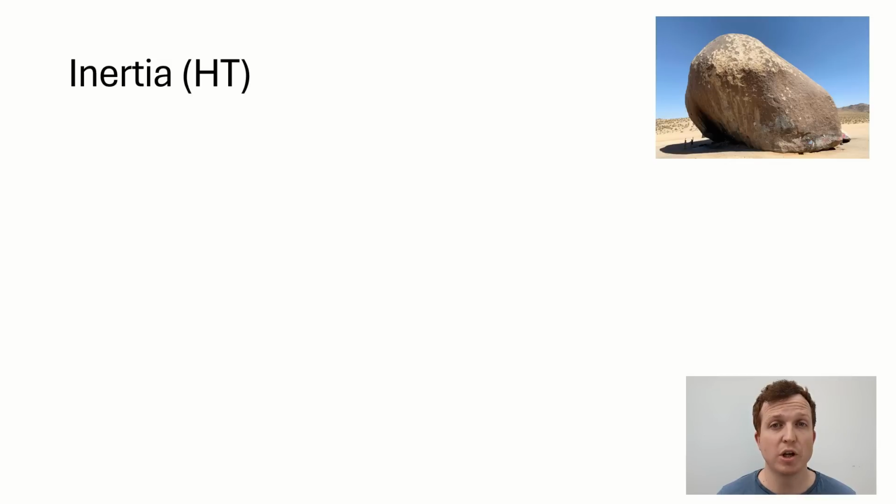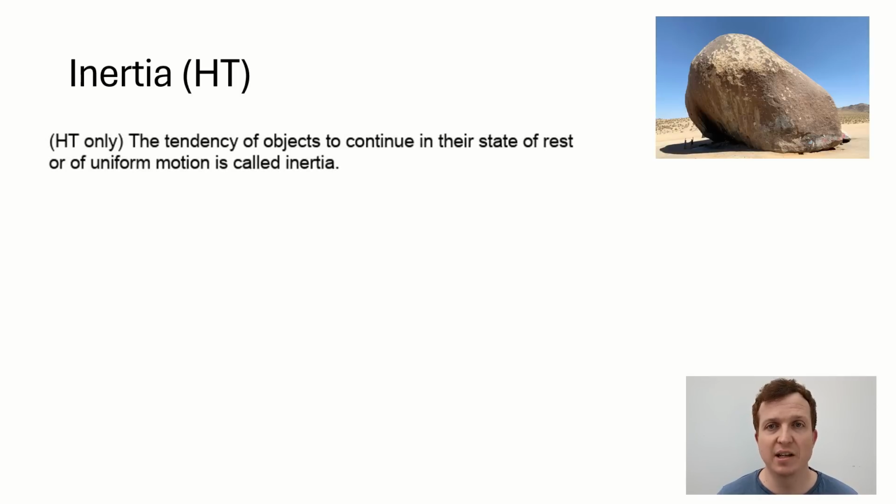We're going to start off with inertia, which is the topic of forces and motion. So inertia, you need to know if you're studying higher tier combined science or separate science, and is defined as the tendency of an object to continue in its state of rest or uniform motion. That means at a constant speed. Just like this rock here is very hard to move, we'd say it has a high level of inertia.